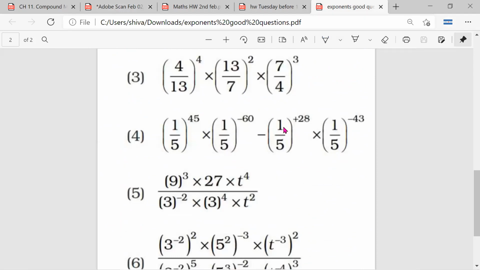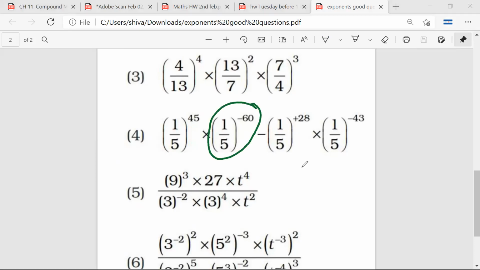Now the second question. This is a bit of a tricky question. The first thing that I'll request is let us try to understand what is the meaning of this: 1 upon 5 whole power minus 60. If I try to explain it step by step, let me write this as 1 raised to power minus 60 upon 5 raised to power minus 60.